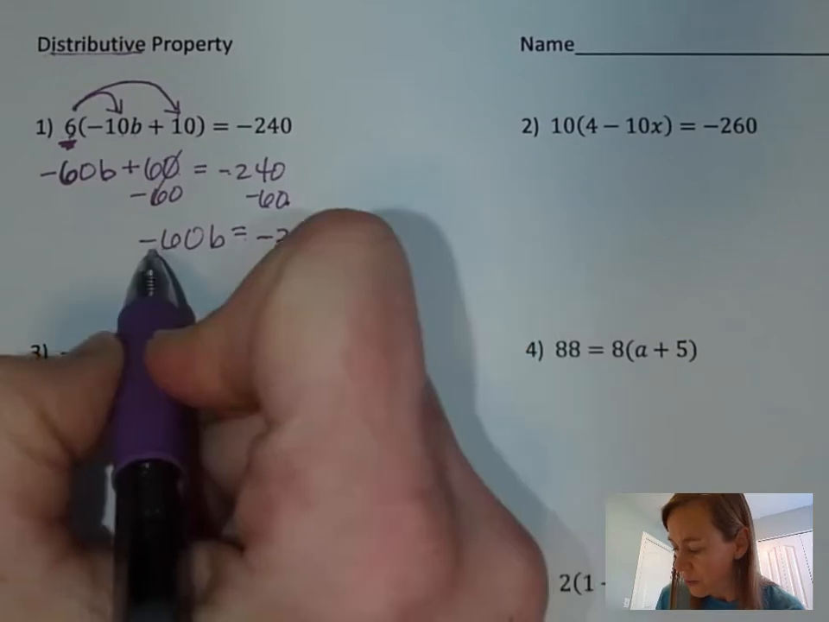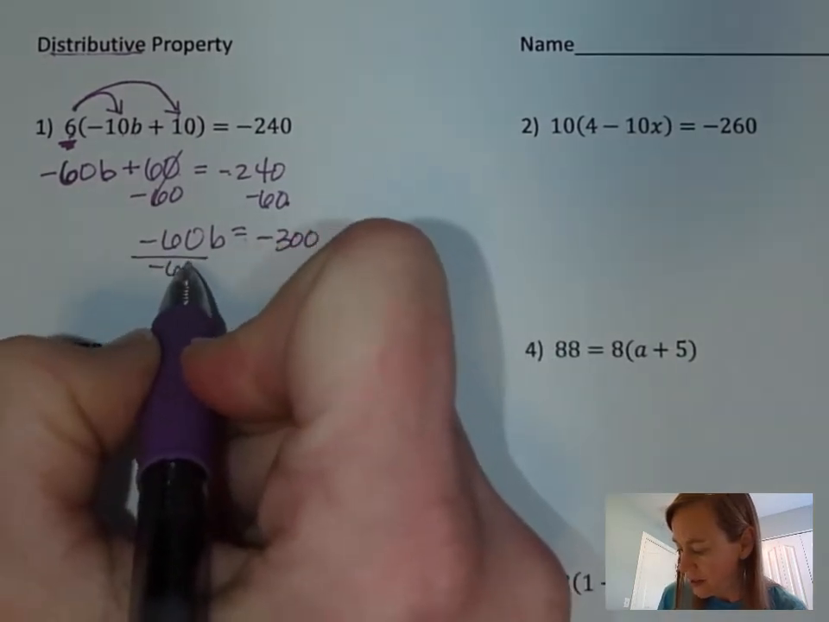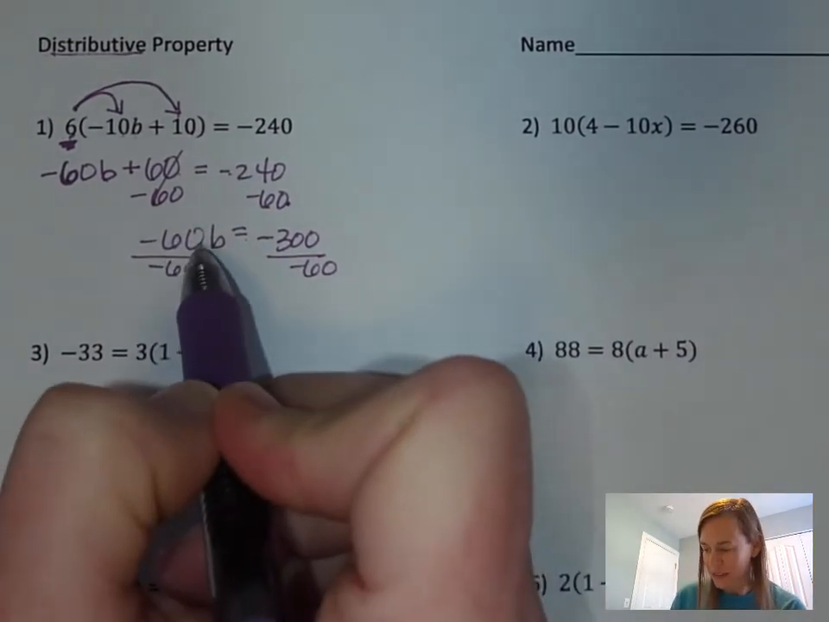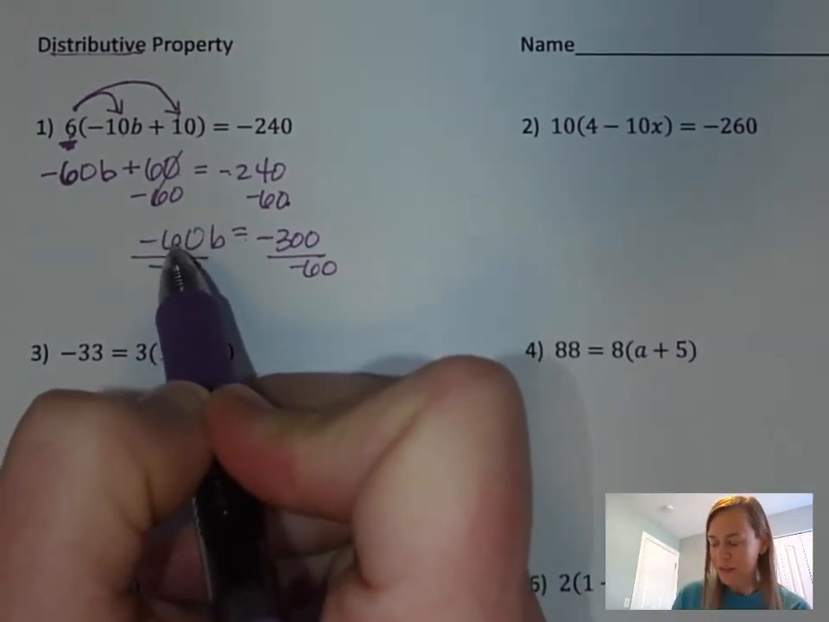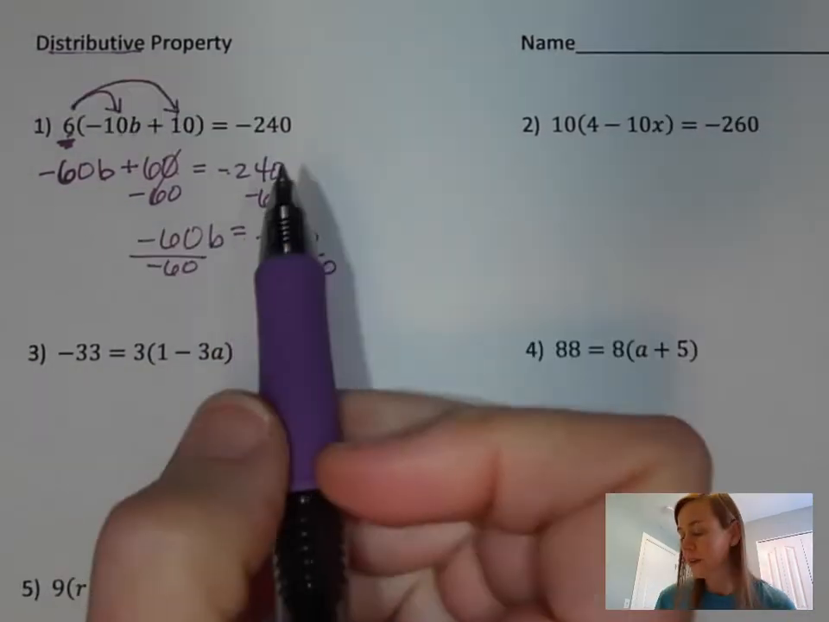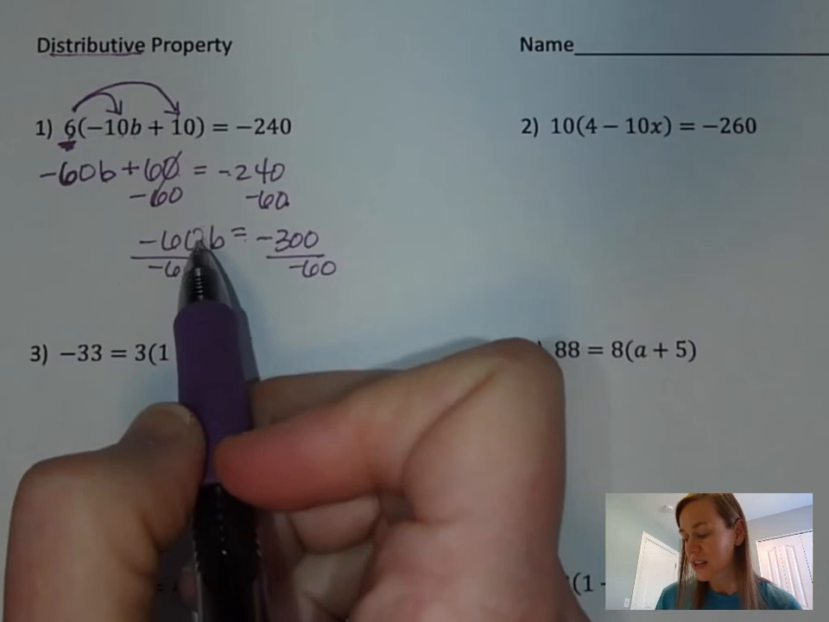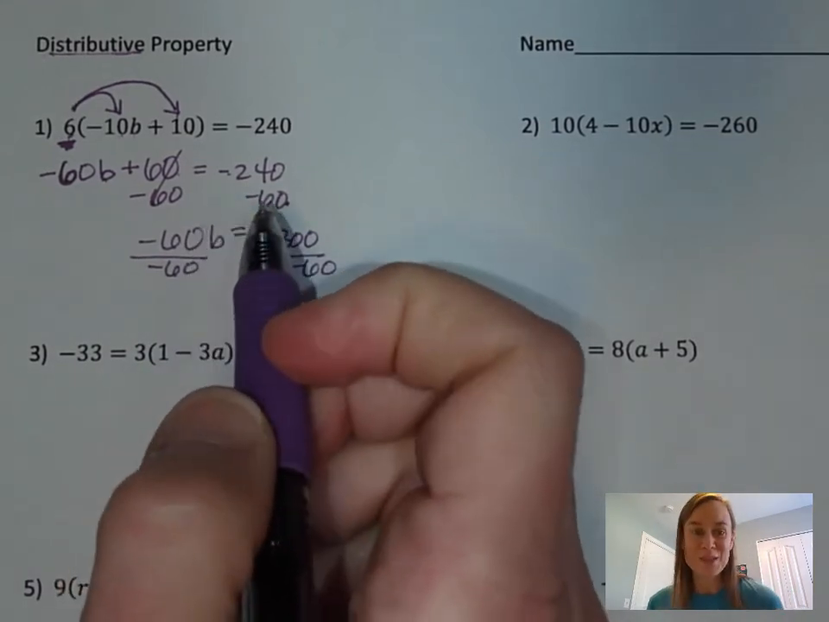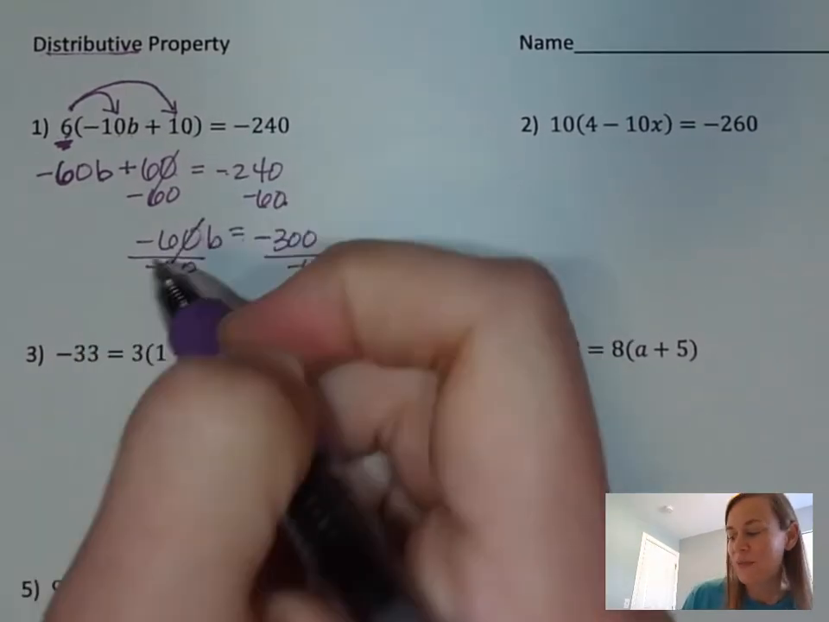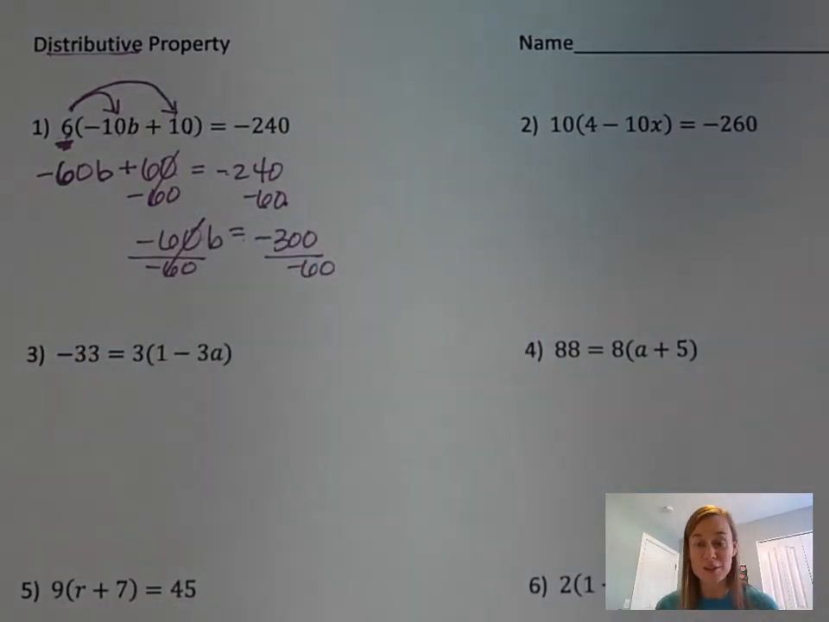We're going to divide both sides by negative 60. Do you know why we're dividing by negative 60? Because we're trying to get rid of this number right here. Right now it's negative 60 times b, because they're right next to each other, which means they're multiplying. And to get rid of multiplication, we have to do the opposite of multiplying, so we have to divide. So we're dividing by that negative 60, which is just going to make that disappear. It's going to turn into a 1, and 1b is the same thing as b.